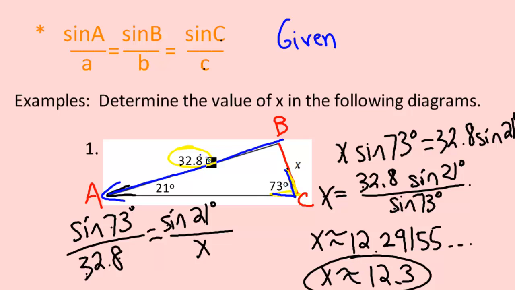In this situation, we were given two angles, A and C, and a side not in between them. So in terms of A's and S's, that would be two angles and a side not in between them. So if you have an AAS situation, you can solve that using law of sines.